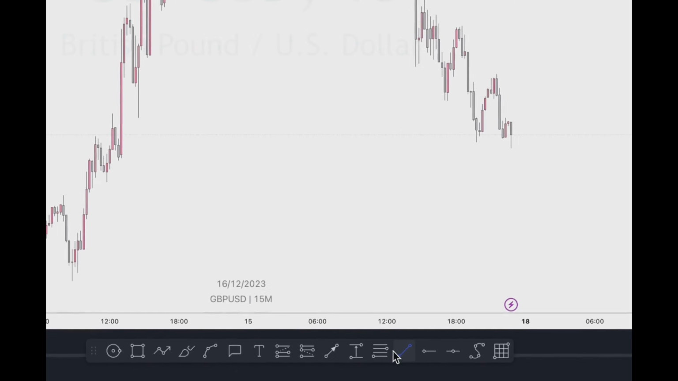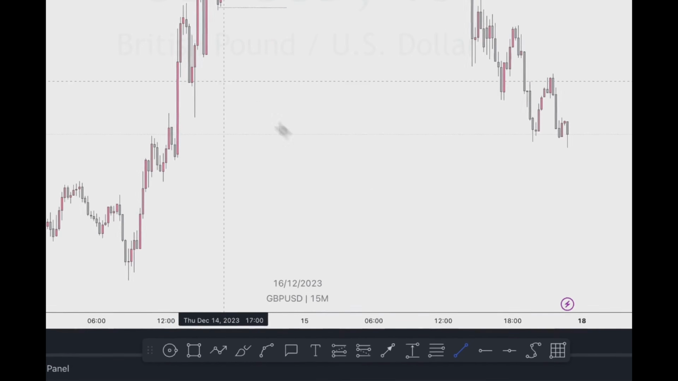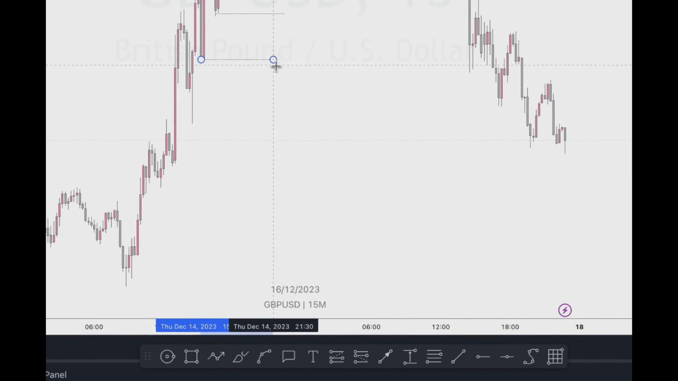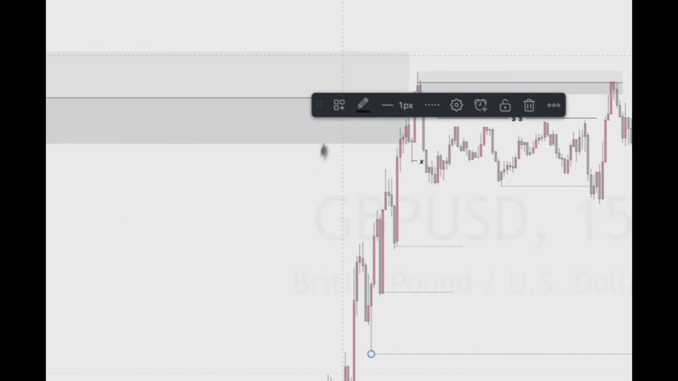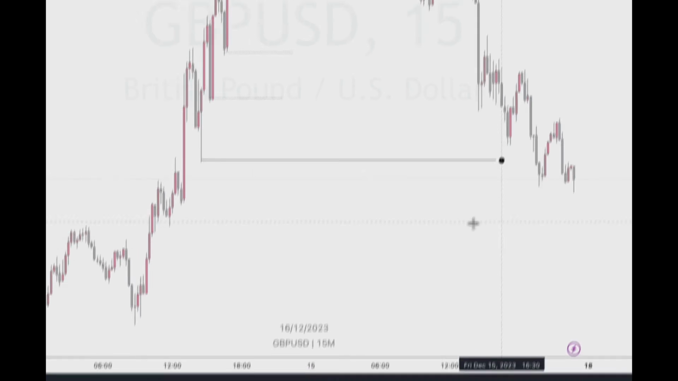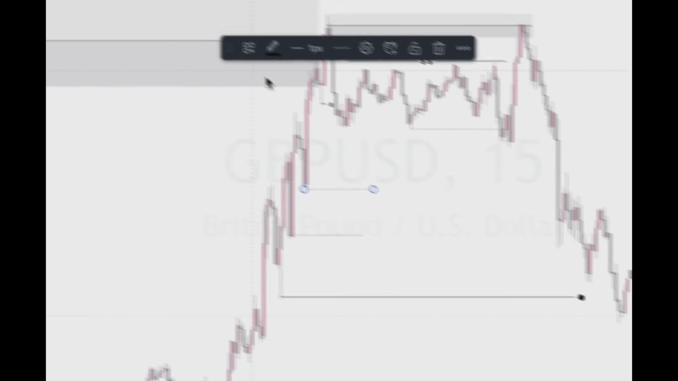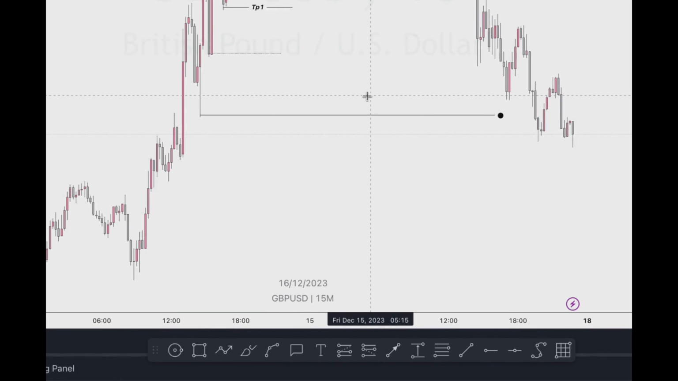We can target any of these places. We can target here, any of the external range liquidities there, we can target here too. So here is our overall targets, and we can call here our TP1 because it's here we're looking to take our first profit.